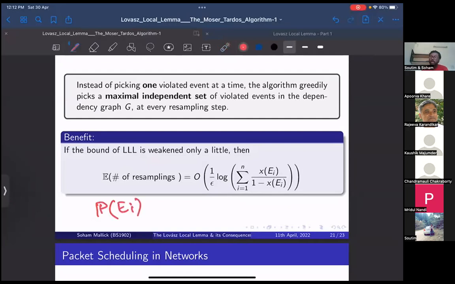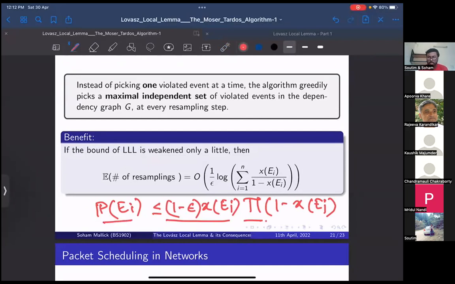So let's recall what our asymmetric form of the Lovász Local Lemma was. Instead of x_i times some product of 1 minus x_j, I'm not writing the entire thing here, we have 1 minus epsilon times this. So this is a weakened version, considering that this has some epsilon. So this gives a stricter bound.